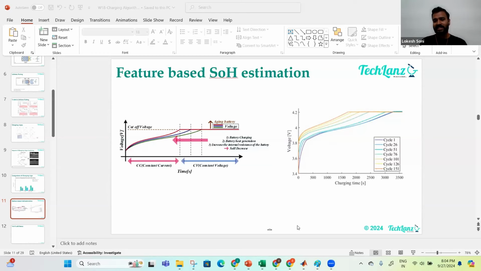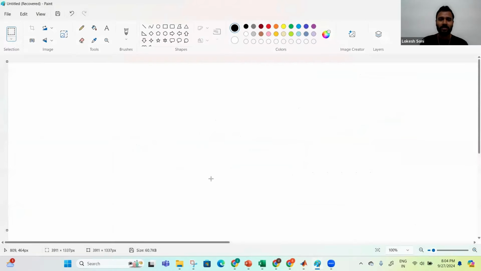Before that, we'll go to paint screen. People who attend the webinar know that I do things on whiteboard a bit old school way. So we'll understand again from the current and voltage point of view how things work. Just one second. Yeah.